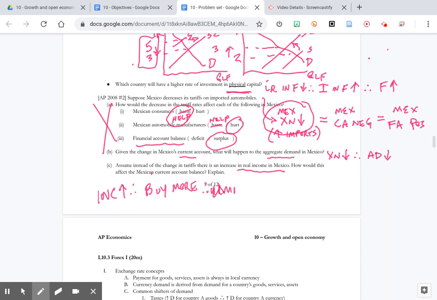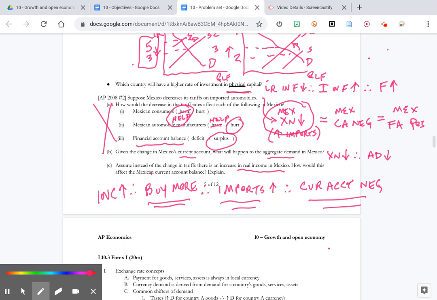What's going to happen to their imports if they're buying more? Well, that means their imports go up. And if their imports go up, that means their current account is going to go negative. So just because their income is rising doesn't mean they're going to sell more to other countries, but it does mean they're going to buy more from other countries. And some portion of their buying is going to be imports, so their current account will go more negative.